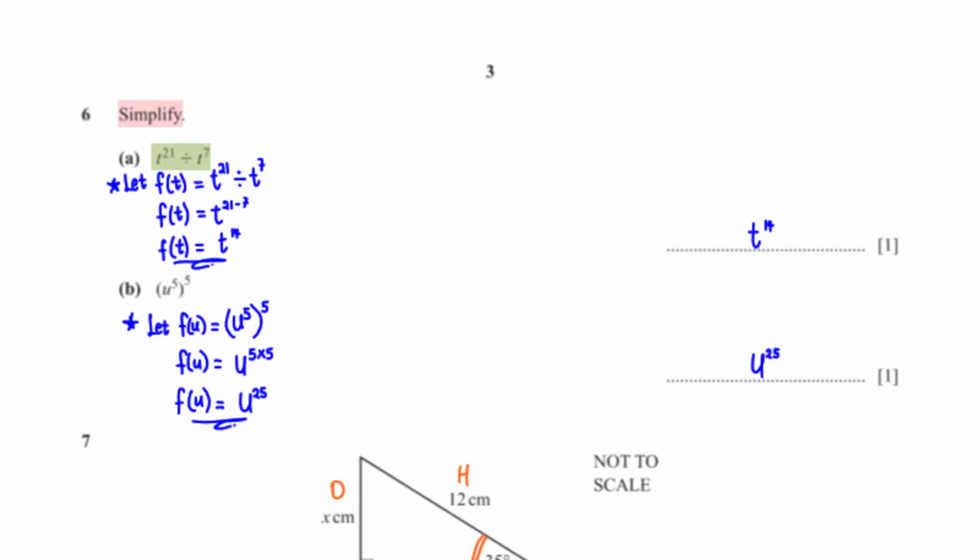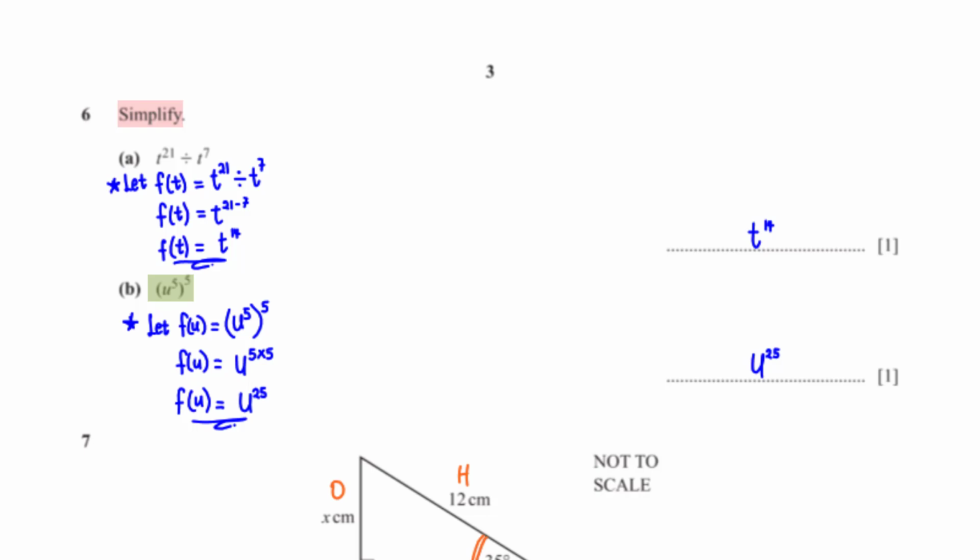Simplify t raised to the power 21 divided by t raised to the power 7. Since they have the same base t and they are dividing, we subtract their powers, and so we have t raised to the power 21 minus 7, and that leaves us with a final answer of t raised to the power 14. Simplify u raised to the power 5, all raised to the power 5.